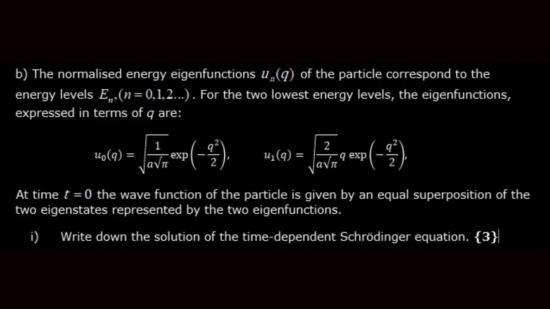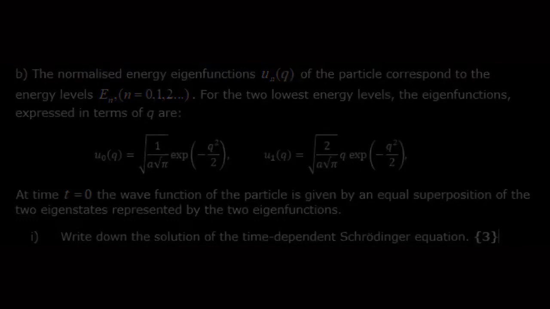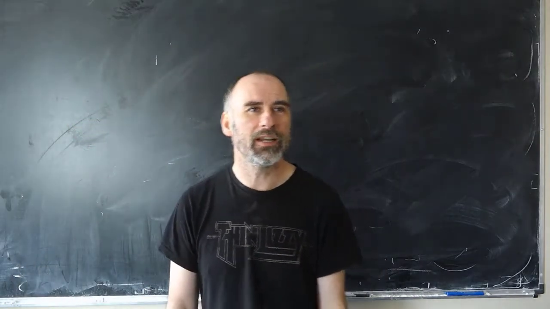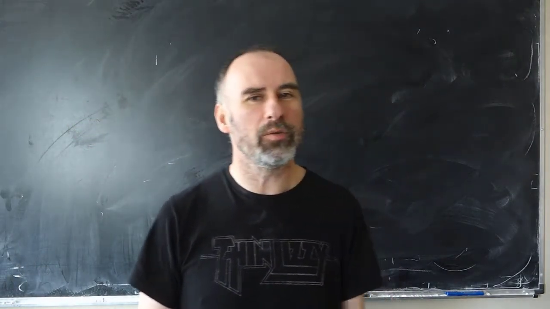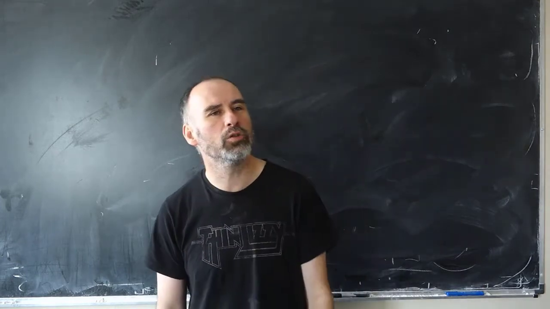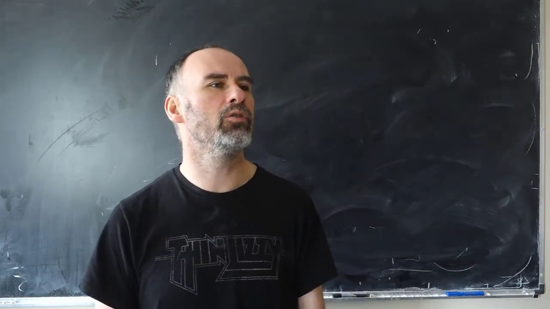Remaining on the eigenfunction theme. The normalized energy eigenfunctions of the particle correspond to the energy levels En, n equal to 0, 1, 2, etc. Oh, that's the other thing. Don't get confused. I know it's frustrating, and there are reasons we do it like this, as I've explained in the notes and as I've explained in the videos.